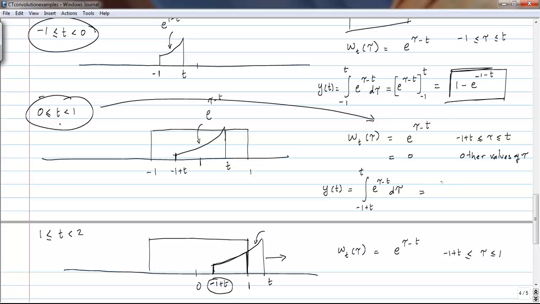And so again what we're going to get is 1 minus e raised to, so let's do the, it's e raised to tau minus t between minus 1 plus t and t. When I plug in the upper limit I get 1. When I plug in the lower limit I'm going to get e raised to minus 1.